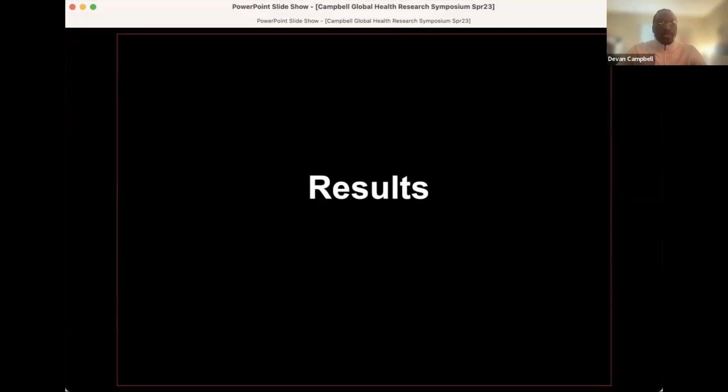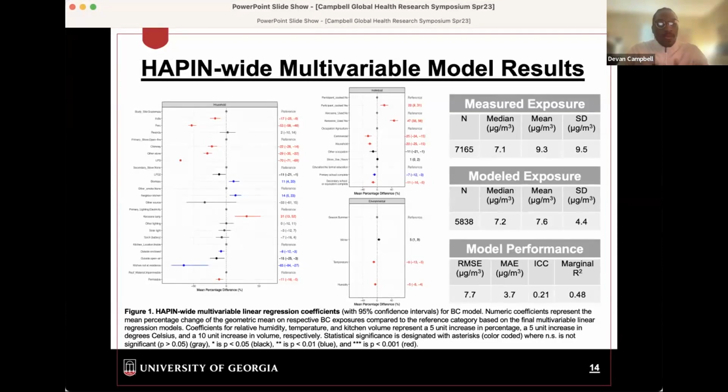So, some main results. Here we show a graphic showing the HAPIN-wide multivariable linear regression coefficients for the Black carbon model. These coefficients represent the mean percentage change of the geometric mean on respective Black carbon exposures in comparison to a reference category or reference group. The statistical significance of these coefficients is color-coded, where P less than 0.05 is shown as black dots, P less than 0.01 in blue dots, and P less than 0.001 in red dots.